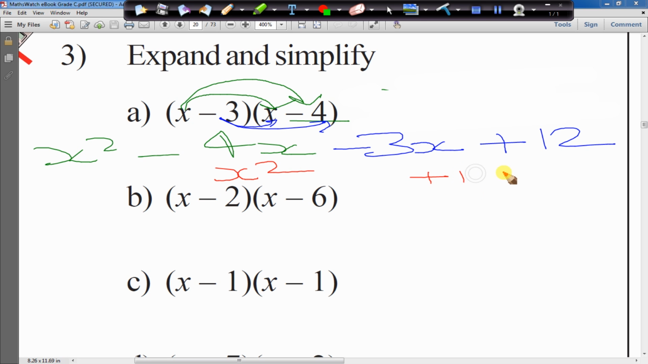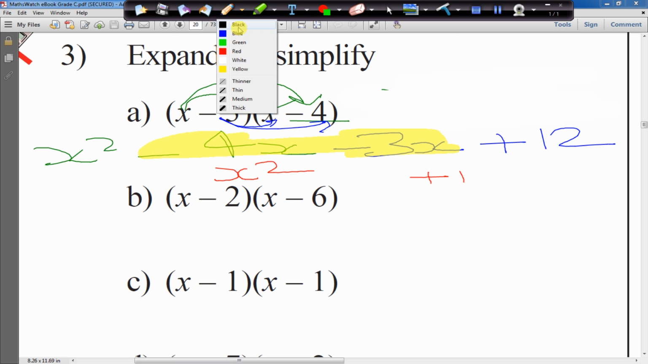The only thing that simplifies here is what? The x terms, because we can only simplify like terms. So those terms will simplify, and that will give us an answer of minus 7x.